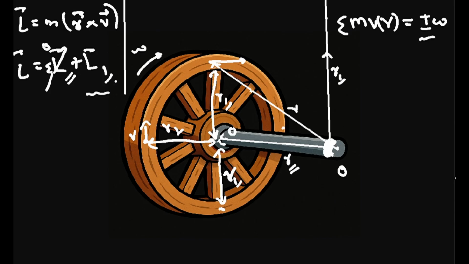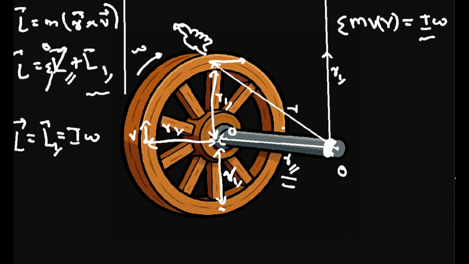This perpendicular component is the only one existing, this is not existing. So I can write the angular momentum as the angular momentum of this perpendicular component only, and that will be equal to I omega. But what is the direction of this angular momentum? For finding that, curl your fingers in the direction of omega, then the thumb represents the direction of the angular momentum. So the angular momentum's direction is the same as the direction of these parallel ones.